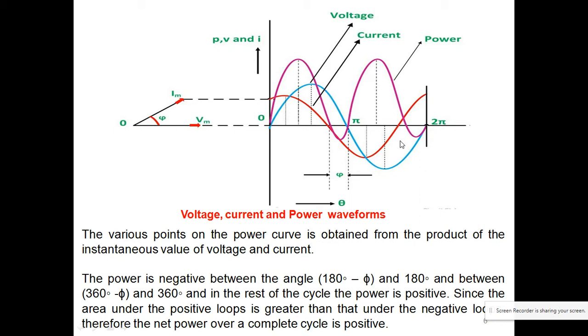You can see very clearly that the area under the positive loop is greater than the area under the negative loop, so the net power over the complete cycle is positive. In this figure you can clearly visualize how the voltage is varying, how the current is varying, and how the power is varying, and what the power means here. So this is all about the RC series circuit.